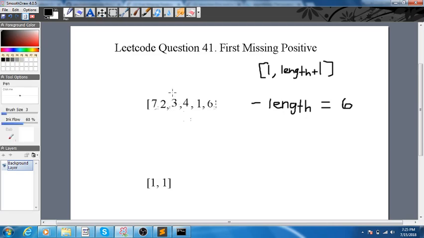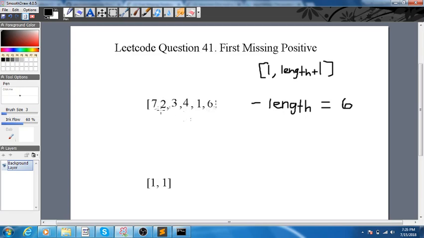Now, the 7 is interesting because there is nowhere in here to really put the 7 because our length is only 6. So since there's nowhere to put the 7, we'll just move on because there's no spot to put it in because the size of our list is only 6. So now we'll move to the 2.